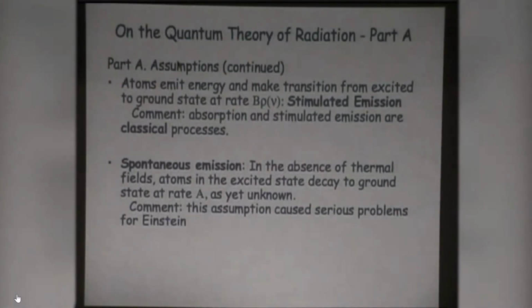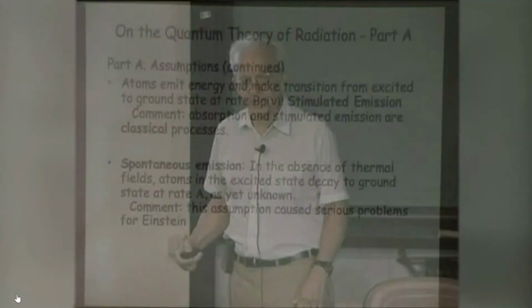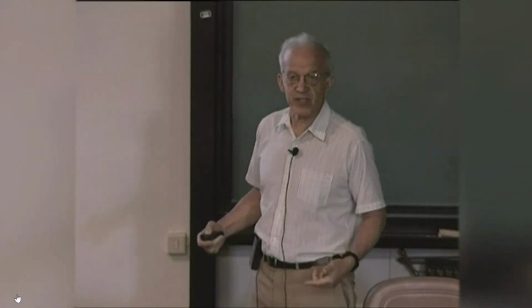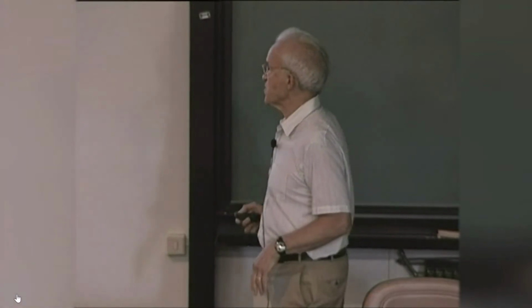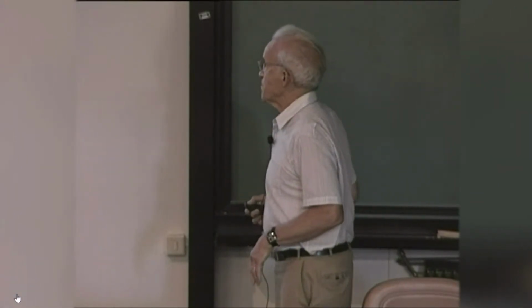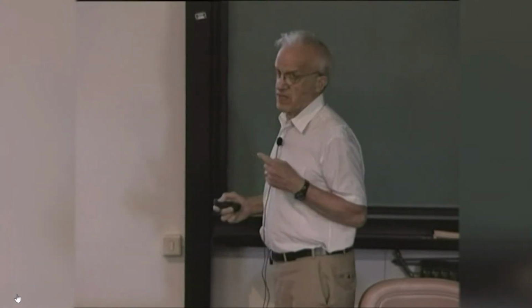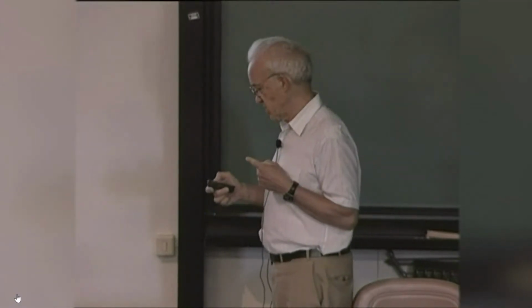Einstein simply said that you had to have this process. It's very simple also to see why you have to have that process. Suppose you have a lot of excited atoms in empty space at absolute zero. Well, thermal equilibrium means all the atoms are in the ground state. Right? How do they get there? They have to just do it. So he postulated that you had to have this spontaneous emission process. And it was a real problem for him, as I will explain.